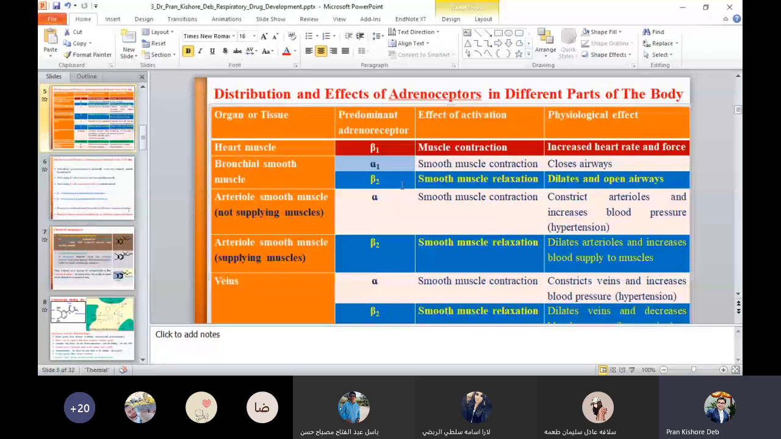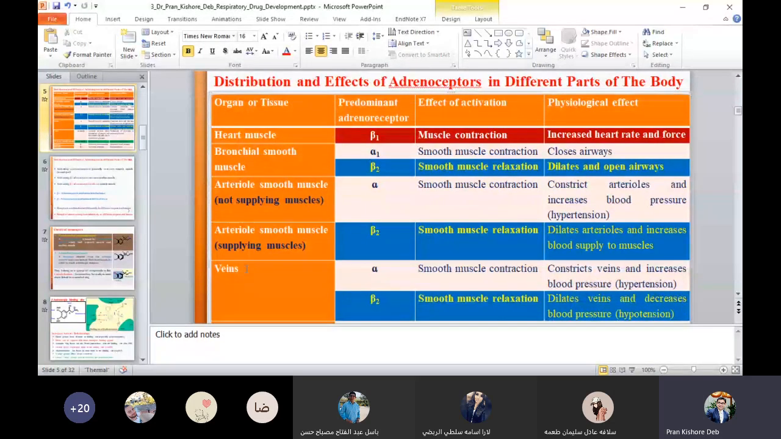So what we are trying to understand is the importance of selectivity. Now, similarly, if you see the distribution, beta 2 is present not only in bronchial smooth muscle, it is present in arterial smooth muscle, which causes smooth muscle relaxation. It is present in veins, it causes smooth muscle relaxation. So activation of beta 2, or the agonist of beta 2, will always result in relaxation, whereas the activation or agonist of beta 1 will cause contraction.